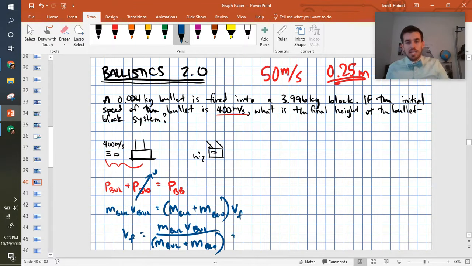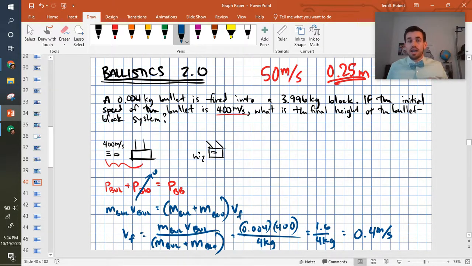So we can plug in some numbers now. That is 0.004 times 400 times 400, all over, this works out, I did this on purpose, 3.996 plus 0.004, that works out to be 4 kilograms. So that's easy. This is 1.6 over 4 kilograms, or 0.4 meters per second. All right, so that's how fast our system's actually moving at the end of this.